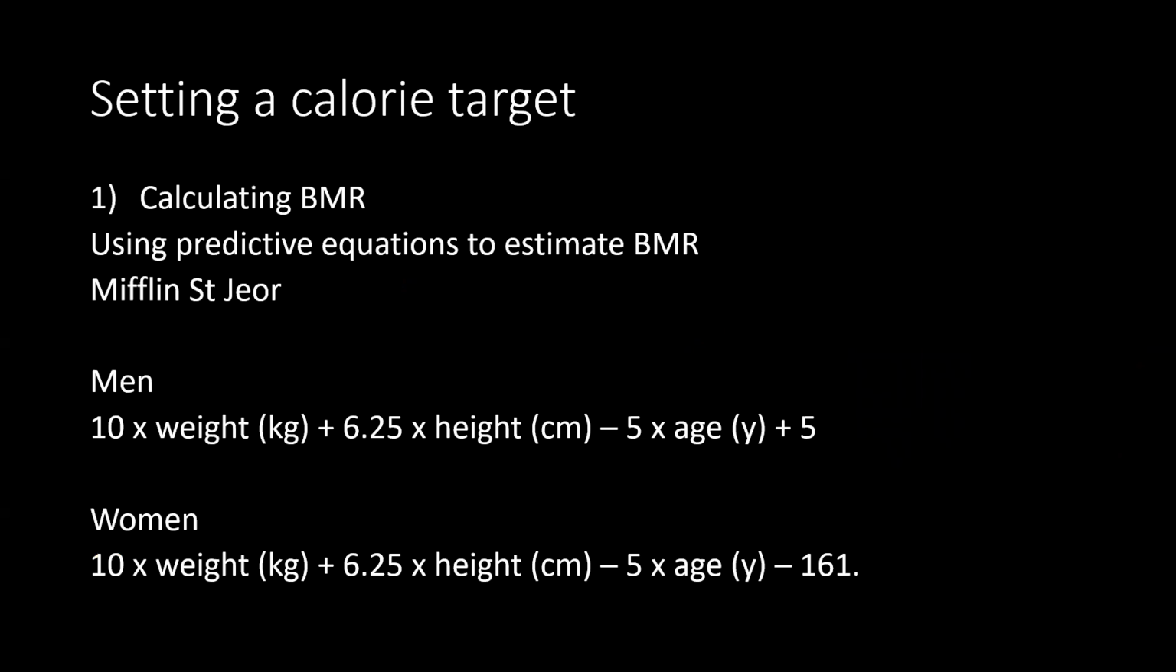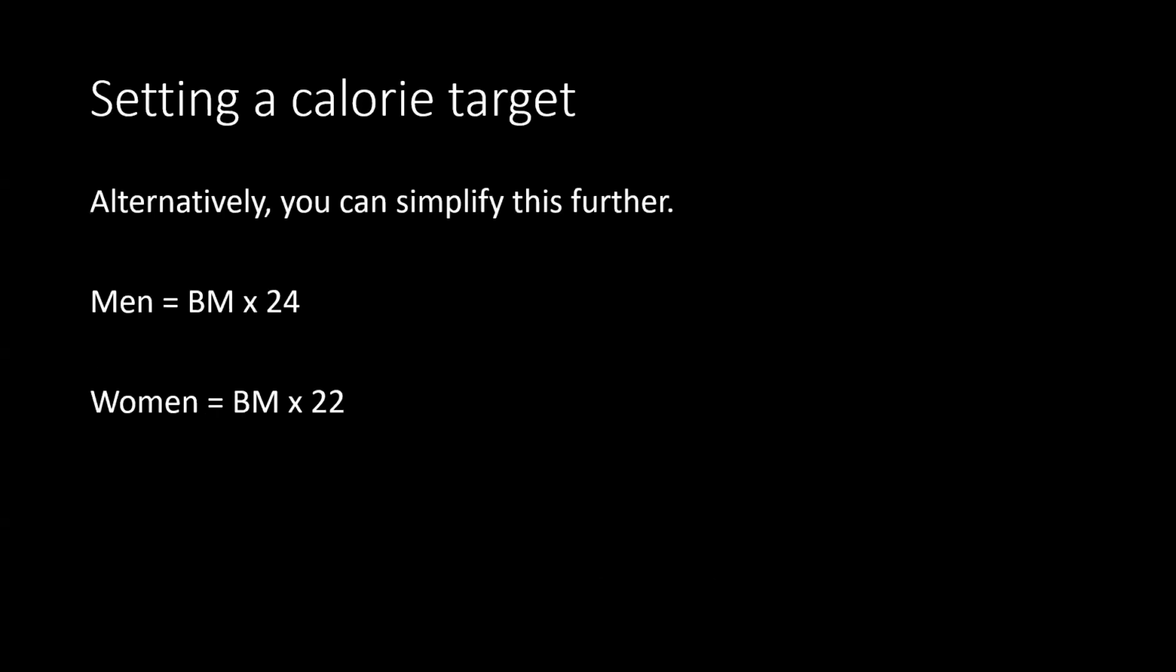So just to touch on how you can calculate your calorie targets yourself. So first of all, we need to calculate that BMR, so the calories we need to survive. And these are the equations. This is the Mifflin St. Jeor equation. There are multiple ones out there. This is one that you can use and just plug the numbers in and you will get your BMR. Alternatively, you can use a much more simple one, which is your body mass in kilograms times these numbers.